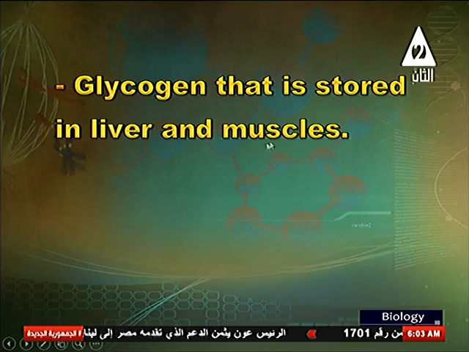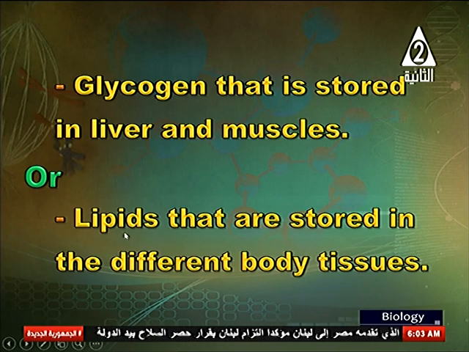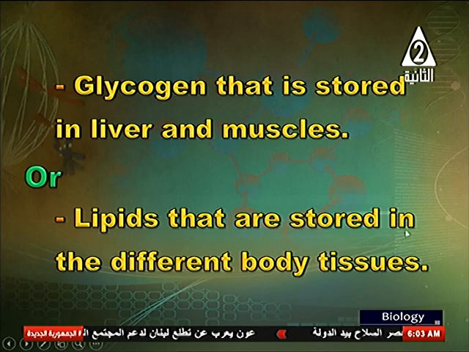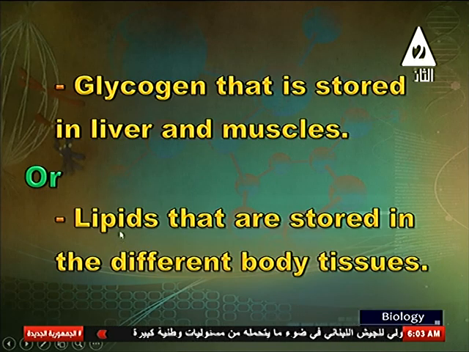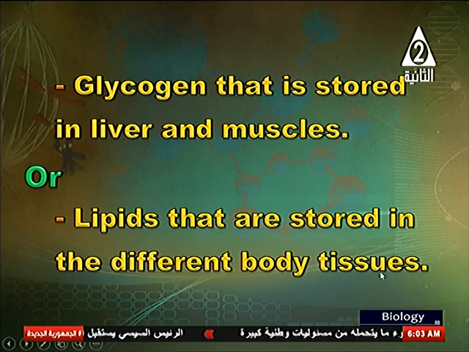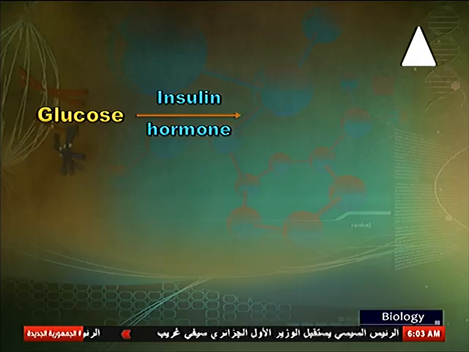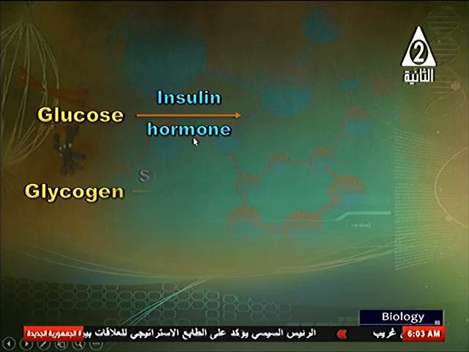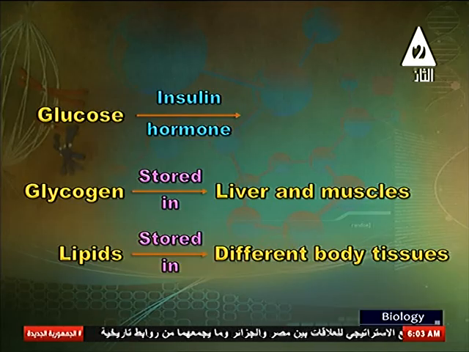Glycogen is stored in liver and muscle by the effect of insulin, or glucose is converted into lipids, and insulin stimulates the lipids to be stored in different body cells. So insulin converts glucose into glycogen and stores it in liver and muscles, or insulin stimulates lipid storage in different body tissues. In the presence of insulin hormone, glucose is converted into glycogen, which is stored in liver and muscles, or converted into lipids, which are stored in different body tissues.